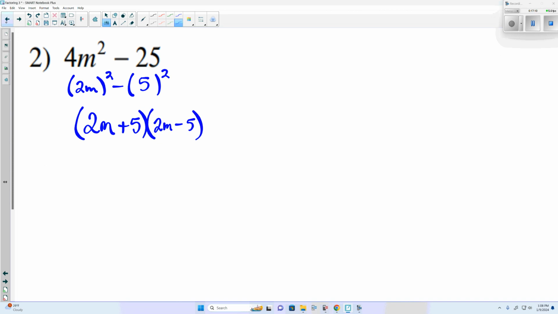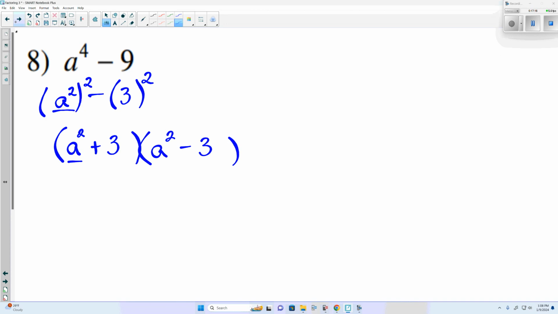Because this is the same as what we had before, but instead of putting just 2m in both of these places here, this time we're putting a squared. So it follows the same pattern, but this time we just have a variable to an exponent in each one instead of just to the first power.